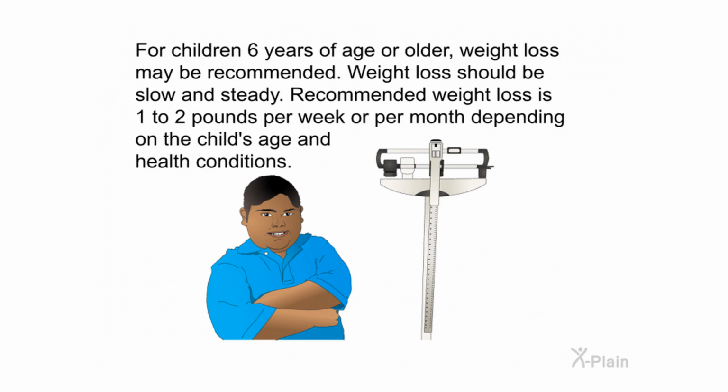For children 6 years of age or older, weight loss may be recommended. Weight loss should be slow and steady. Recommended weight loss is 1 to 2 pounds per week or per month, depending on the child's age and health conditions.